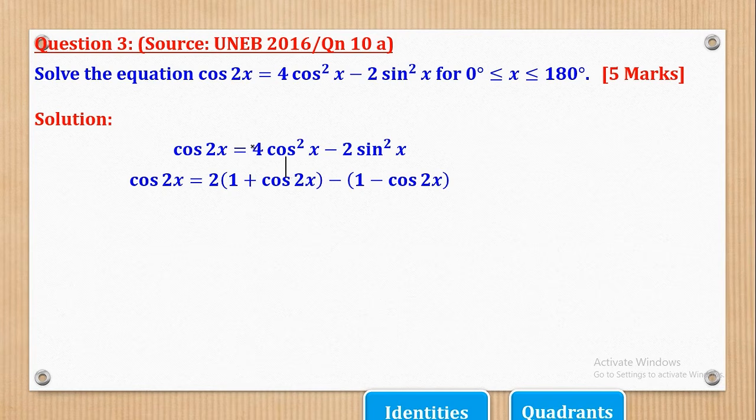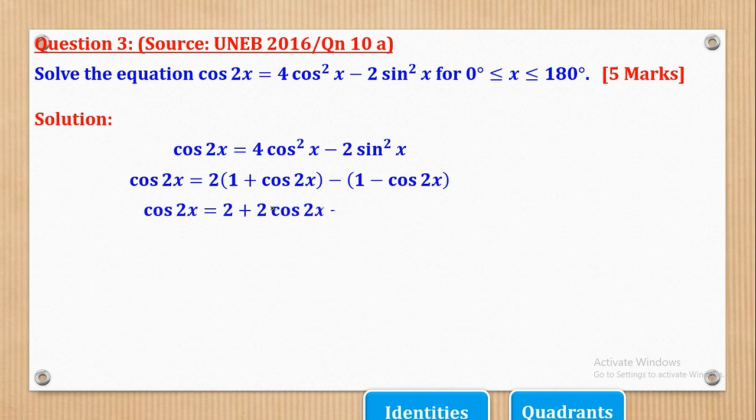Now that a half with this 4 gives me 2. Also here, this a half with this 2 gives me 1. Then 1 in brackets will be 1 minus cos 2a. So that's how we can use the identity for double angle to do it in the reverse way.